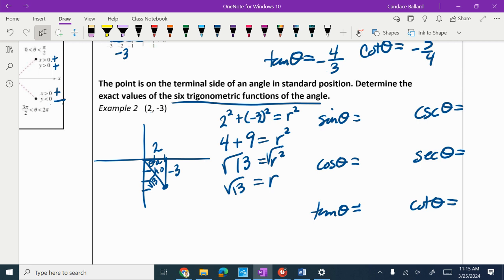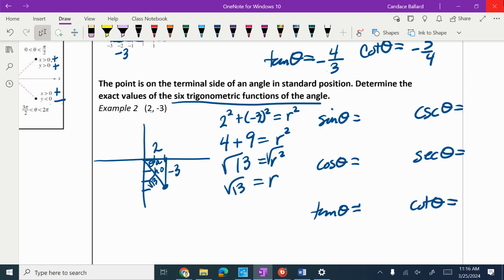Everybody's finding them. Remember, you're using SOHCAHTOA. Okay, we're going to go ahead and check it over and see how you did.